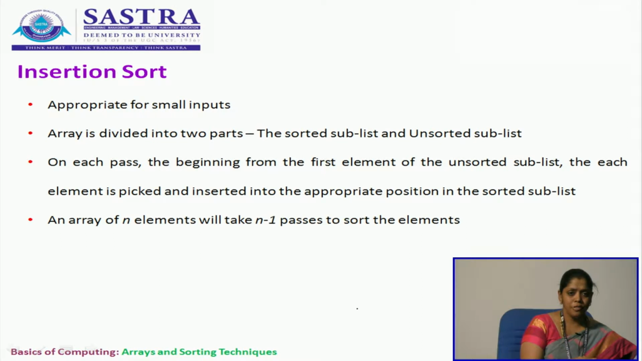What we are actually going to do is, from the unsorted sublist, we will take elements one by one and insert each element into the sorted sublist in the appropriate position. On each pass, the first element from the unsorted list will be taken, and we will find the appropriate position for that element in the sorted list and it will be inserted. So, an array of n elements will take n minus 1 passes to sort the elements. We will just see the algorithm with a sample input.